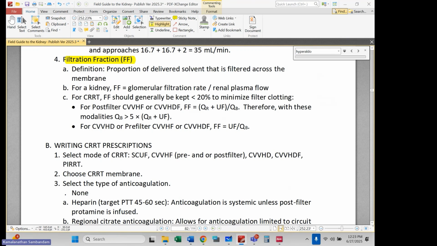Filtration fraction can be a principle that describes glomerular filtration as well as CRRT, okay? Filtration fraction for a kidney refers to how much hemoconcentration is occurring as a function of renal plasma flow in the denominator. So that's how much plasma water is getting to the glomerulus, and then glomerular filtration rate in the numerator. Okay, that will tell you how much hemoconcentration you have in the post-glomerular capillaries, right?